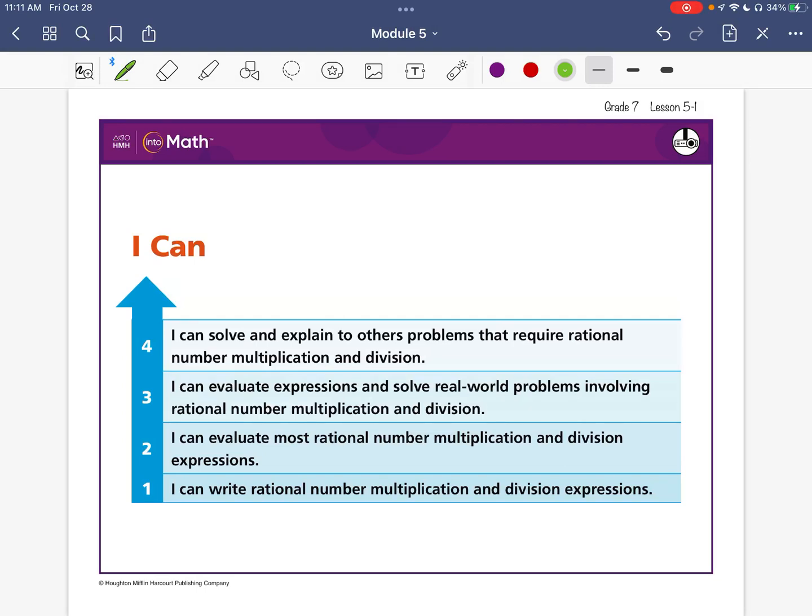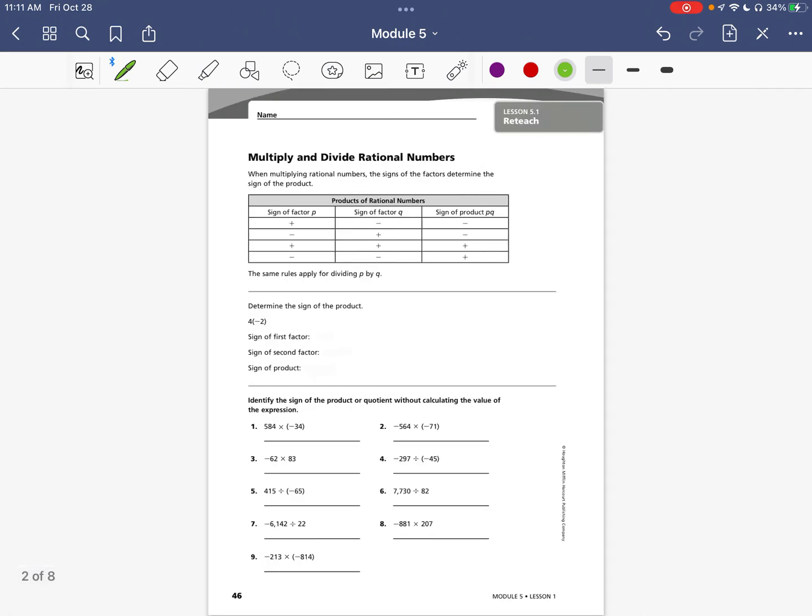Here is grade 7, module 5, lesson 1. Our I can statement for today is: I can evaluate expressions and solve real world problems involving rational number multiplication and division. So today we're going to focus on just multiplication, multiplying and dividing our rational numbers.